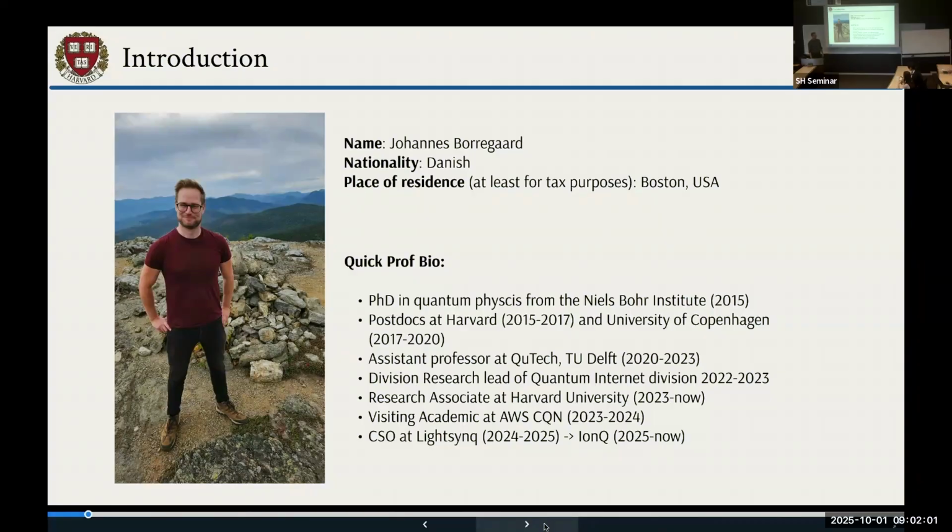I have a PhD in quantum physics from the Niels Bohr Institute in Denmark, did a postdoc at Harvard and later again at University of Copenhagen. Then I've been assistant professor at QuTech, TU Delft, also leading their quantum internet division, before I moved to the US in 2023 to take a position at Harvard, jointly in academia and industry, first at AWS, which we then spun out to a company, LightSync, which then got acquired by IonQ. All happened within about a year. So a lot of things going on there. That's a little bit about me.